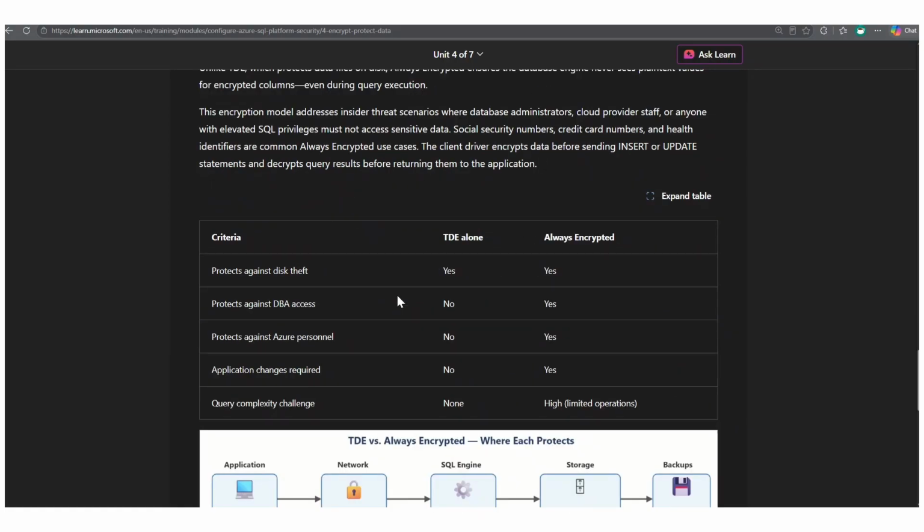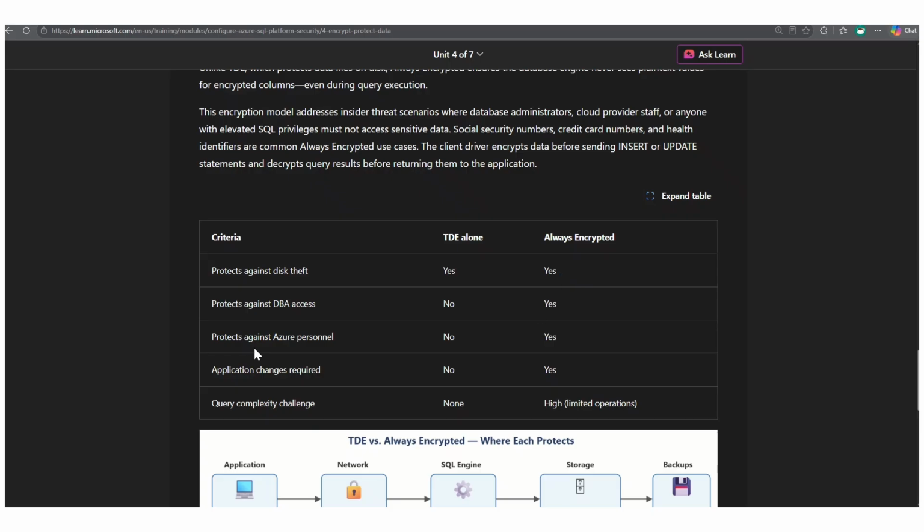Now, when do you choose which, right? Protects against disk theft: TDE alone would do that, yes. Always Encrypted, yes. Protects against DBA access. So, do you want to protect against the administrator? TDE alone does not protect against that. Always Encrypted does. So, if the question says you want to protect the DBA from accessing, then you need to use Always Encrypted.